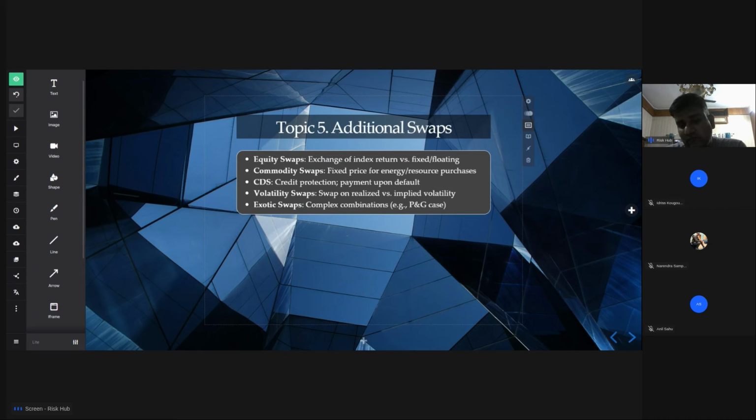Additional swaps which we have in the syllabus are equity swap, commodity swap, credit default swap, volatility swap, exotic swap. Equity swaps are an exchange of your index return versus fixed or floating. So you might say, I want to exchange the return on the Nifty index versus, let's say, some fixed interest rate or floating. In a commodity swap, you fix the price for energy and resources like natural gas and crude oil. CDS, credit default swap, is like an insurance you buy, which happened in the 2007-9 financial crisis. Companies bought insurance, like people buy insurance against any default. Credit protection, payment upon default. The company which is selling the insurance will pay.